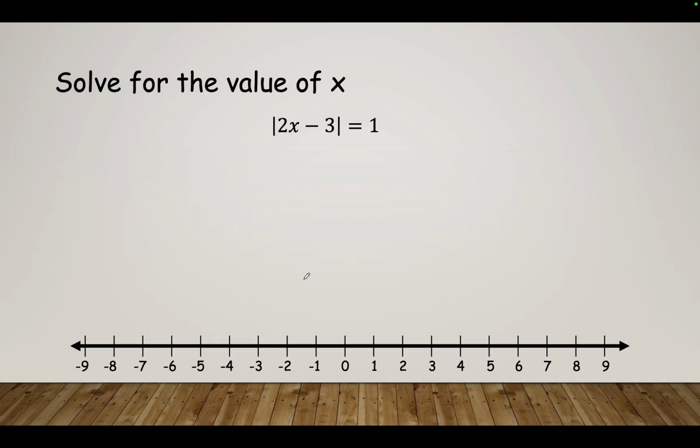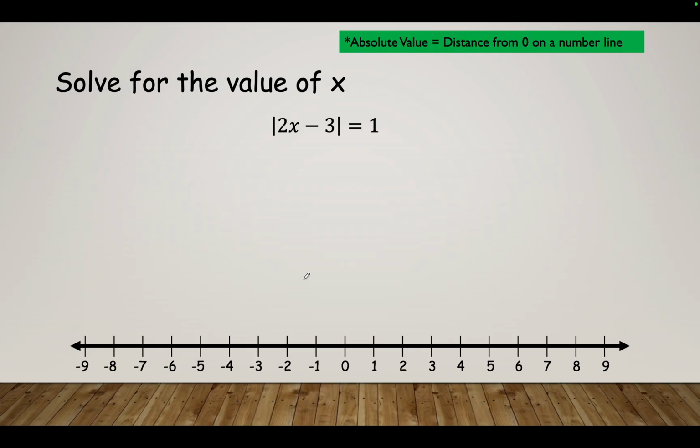Solve for the value of x. The absolute value of 2x minus 3 equals 1. Again, absolute value is distance from 0 on a number line. Absolute value is already isolated for us, so we just need to set it equal to +1, -1, because those are our two numbers that are 1 unit away from 0.